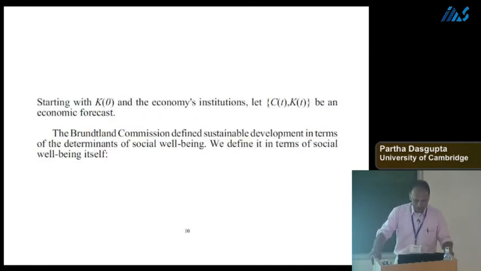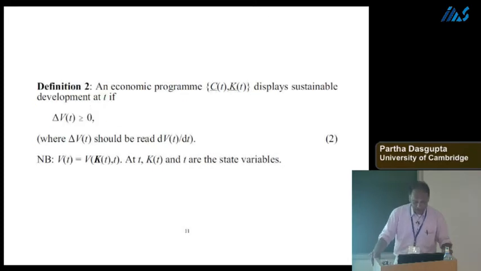Okay, so starting with K naught and the economic institutions, now these should be bold. Let CTKT be an economic forecast. So we define it in terms of social well-being itself. An economic program, CTKT, displays sustainable development at T if VT increases or does not decline during that period. I'm calling it delta, so the delta VT should be read as dV/dt. Now V is a stock. V is the intertemporal, intergenerational welfare evaluated at date T.